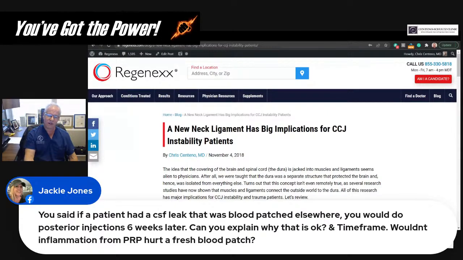So just be careful there, because patched means that someone did that. And unless they did 6 to 9 different injections to patch, they didn't really patch. They just put some blood in one spot and hope for the best. So that's the other thing to know about the concept of blood patching.